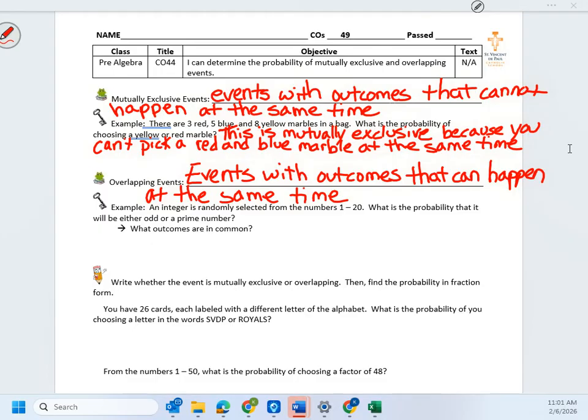Get a piece of paper and you can write down loose leaf if you prefer to, and then you can just put the loose leaf into your map.